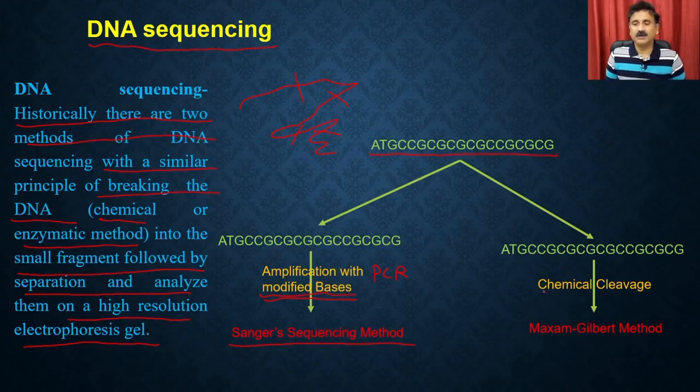In the other method, you can use base-specific chemicals, so they are going to do the cleavage. For example, you can have base-specific cleavage for A, T, G and C, and that's how it is going to break the DNA accordingly. Then you analyze them on a high resolution electrophoresis gel, you get many fragments, and the analysis of those fragments gives you the sequence of that particular genomic DNA. That method is called the Maxam-Gilbert method. So if you use modified bases, the method is called the Sanger sequencing method. If you use the chemical cleavage method, it is called the Maxam-Gilbert method.